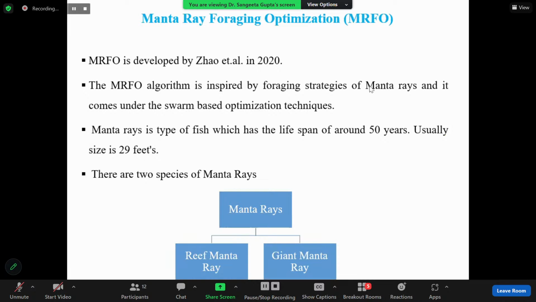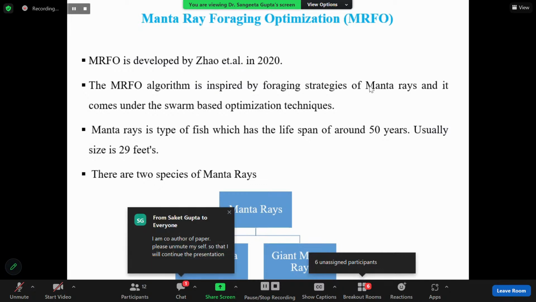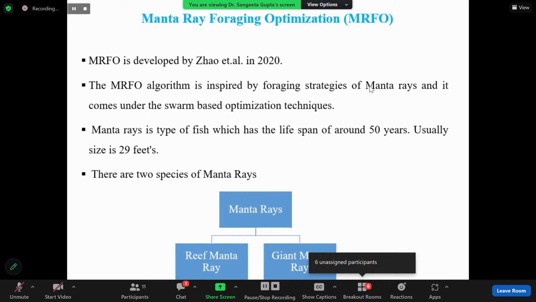Manta Ray is a fancy creature which belongs to marine life, and it has a lifespan of around 50 years. Usually it is 25 feet long, 1350 kg, and the main food is plankton. Plankton is also a fish. There are 2 types of Manta Ray. One is the reef Manta Ray and the second is the giant Manta Ray. The reef Manta Ray is basically found in the Indian Ocean, and it is 5.5 meters in width. The giant Manta Ray is basically found in high temperature oceans, and it has the biggest brain.